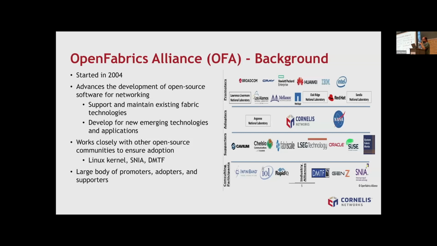So we work with the Linux kernel community to ensure that LibFabrics has support there. We work with the storage vendors, that's the SNIA group, and then DMTF is the fabric management group as well. So we want to make sure that all of the LibFabric work and all the OFA work in general is accepted by the community. There's a large body of promoters, adopters, and supporters. Most of the national labs, most of your standard networking companies, at least have some interest in OFA. And then most of the Linux distributions as well.